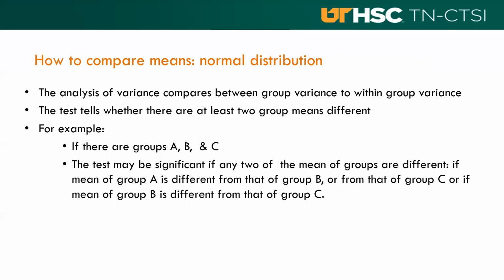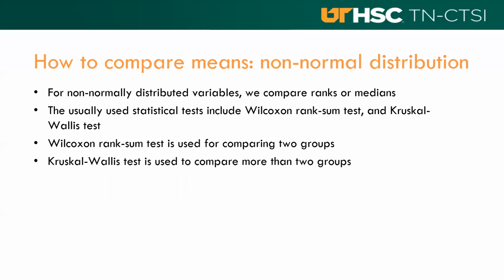Anyways, for comparing the means of two groups, we use a T statistics or a Z statistics. For comparing the means of more than two groups, we use analysis of variance, commonly for normally distributed data. So the analysis of variance compares between group variance to within group variance, and it tells whether there are at least two group means different within the compared groups. So for example, if there are group A, B, and C, this may be significant if any two of the group means are different. For example, if the mean of A is different from that of group B, or from that of group C, or if the mean of B is different from that of group C, the test tells us there is a significant difference.